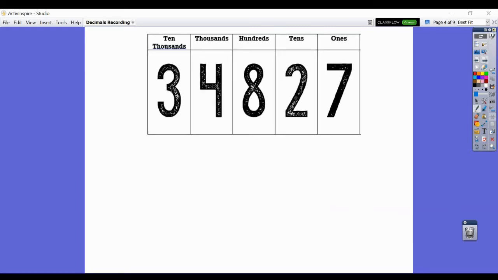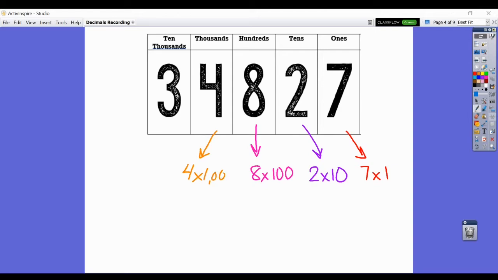And we can rewrite these place values in a different way as well. If we were talking about the ones place, this would be 7 times 1. If we were looking at the tens place, this would be 2 times 10. The hundreds place would be 8 times 100. The thousands place would be 4 times 1,000. And last but not least, the 10,000s place would be 3 times 10,000.